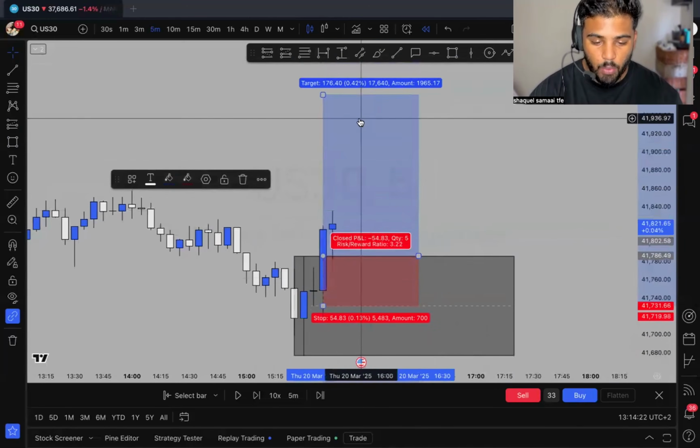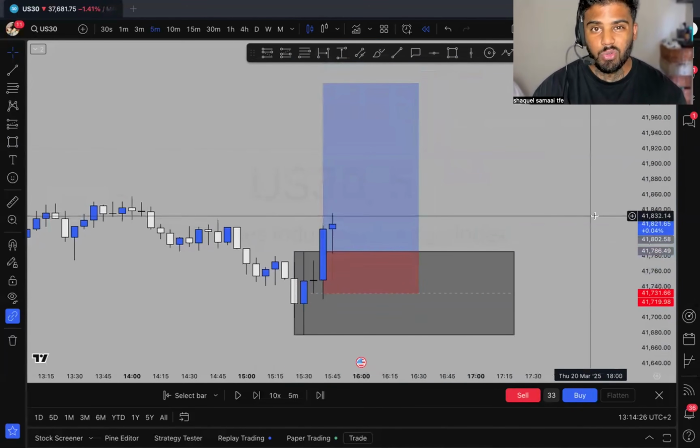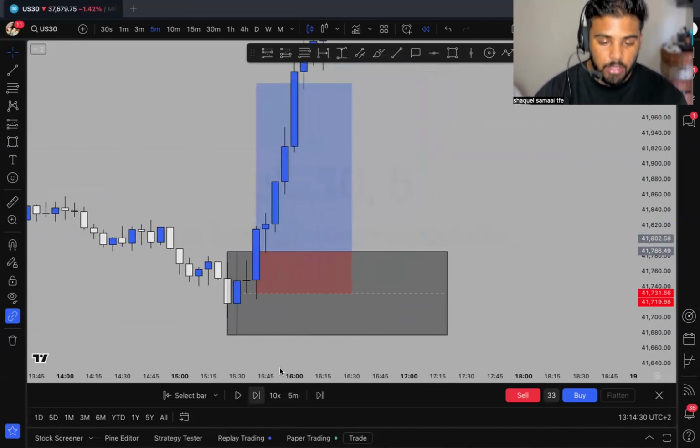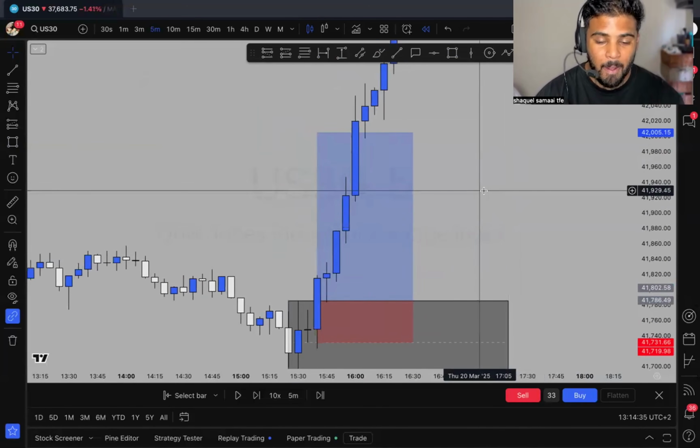Now, guys, understand 1:4 is the minimum target for me personally. You can go for 1:2s, 1:3s, but I always say 1:4 is a great one. As you can see right there, the market reached take profit in no time. Easy peasy. But I want to share with you guys a bonus on how to get sniper entries.